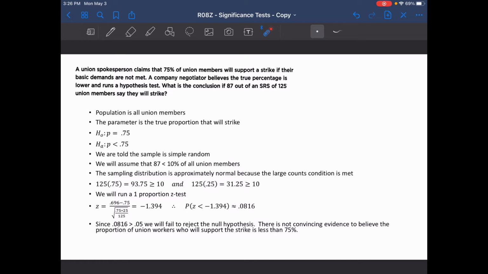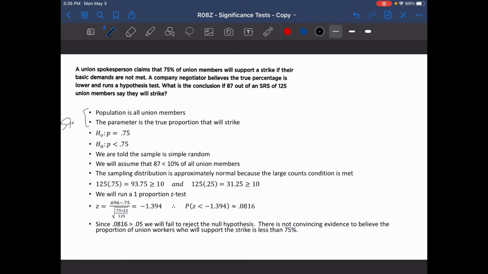So in this example, it says a union spokesperson claims that 75% of union members will support a strike if their basic demands are not met. A company negotiator believes that the true percentage is lower and runs a hypothesis test. What is the conclusion if 87 out of a simple random sample of 125 union members say they will strike? So again, we run through our 4-step process.